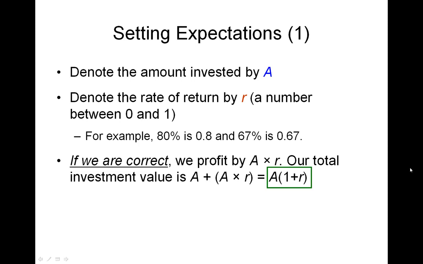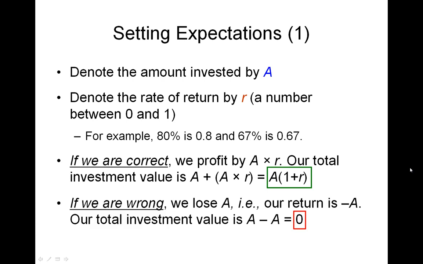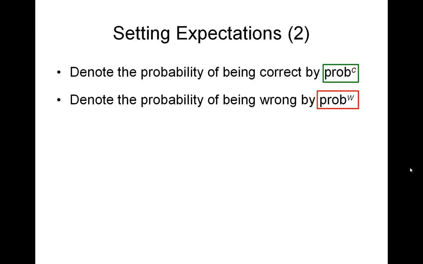If we're correct, we profit by the initial amount we invest times the rate of return, and our total investment amount after the binary option trading is done is our initial investment plus the amount we profited, which is A times (1 plus R), given by the total amount in the green rectangle. But if we're wrong, we lose all of our investment. That is to say, our return is negative A, we lose all of it, and our total investment value is 0. That's the amount in the red rectangle.